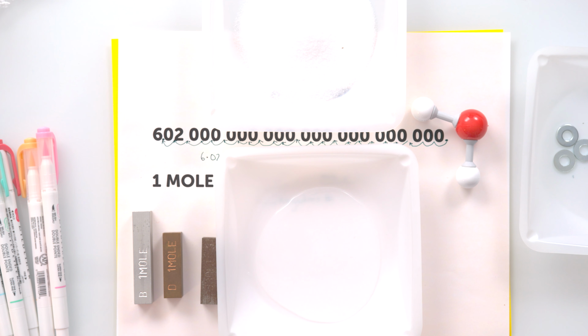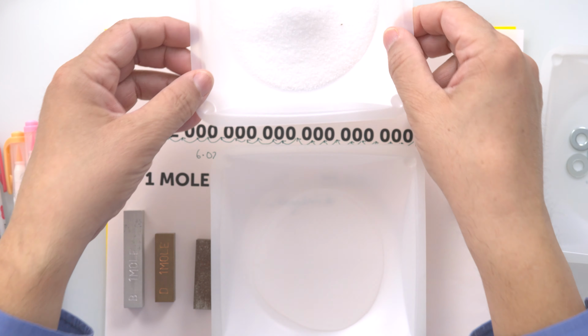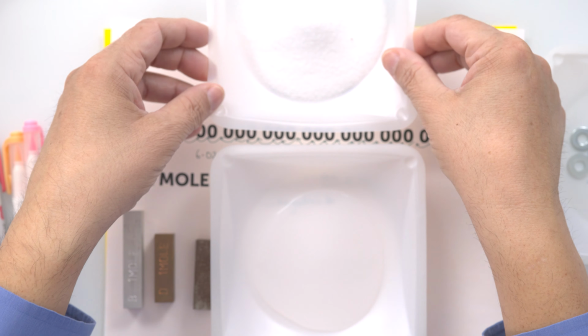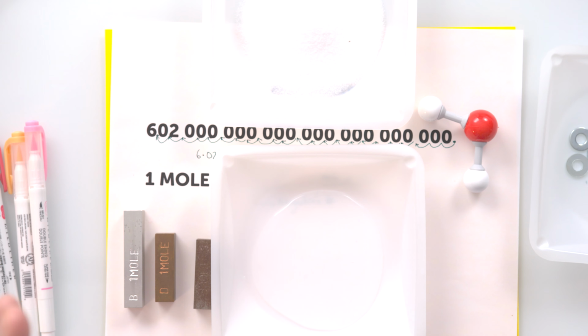So in the next video, I'm going to go over how you go about figuring out what mass or what weight, in this example, this is 18 grams of water. Why is it that 18 grams is equal to 1 mole? Why is it that 58 grams of sodium chloride is equal to 1 mole? That's what we're going to visit next in the coming video.